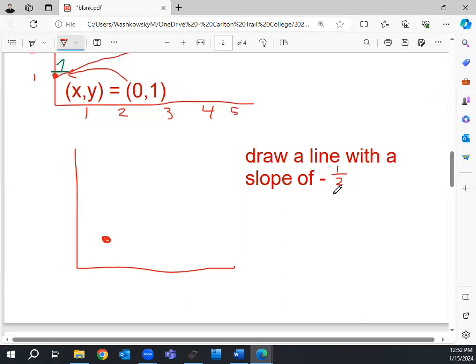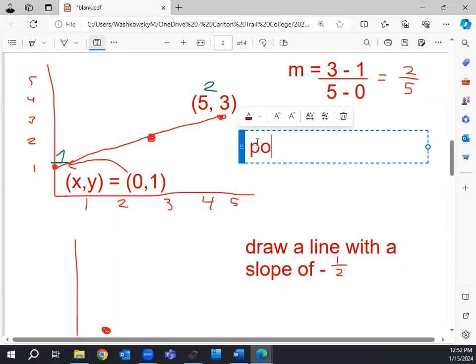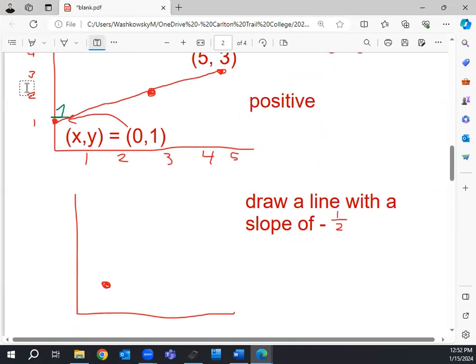Well, if it's negative, as you read it from left to right, does the line go up or down? Down. Yeah, a negative slope means as you read from left to right, the line goes down. This one up here, this is a positive slope, right? Because as you go from left to right, it's going up.